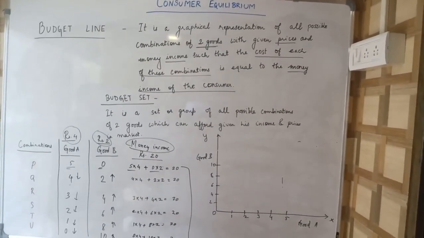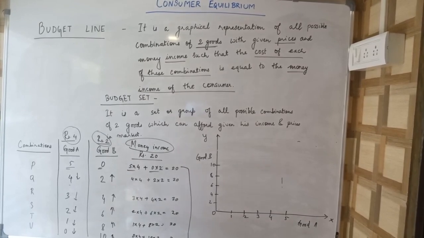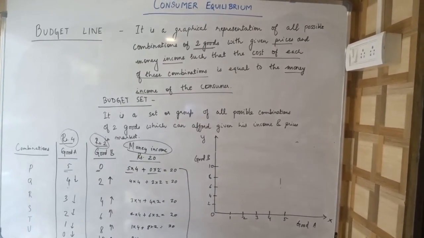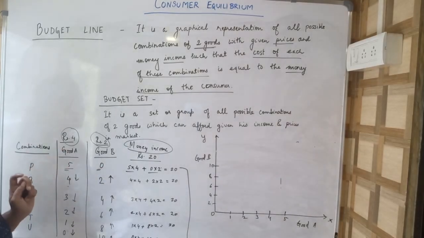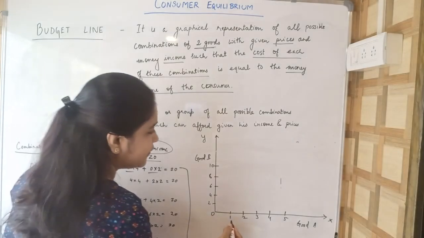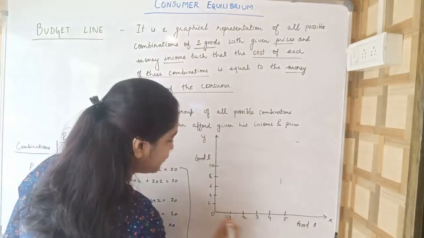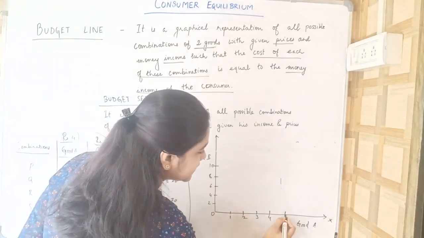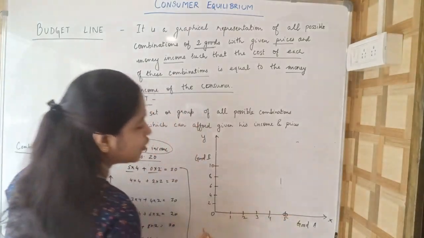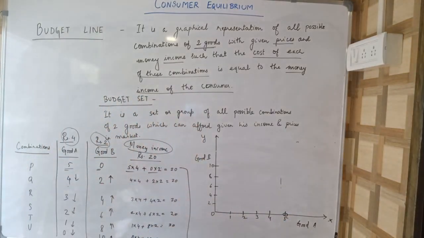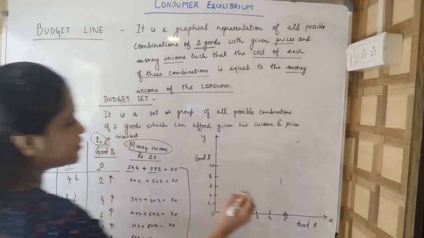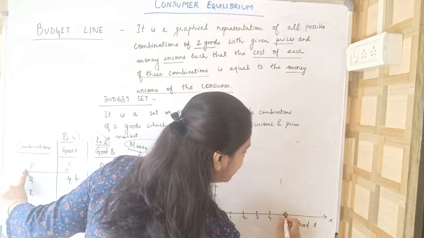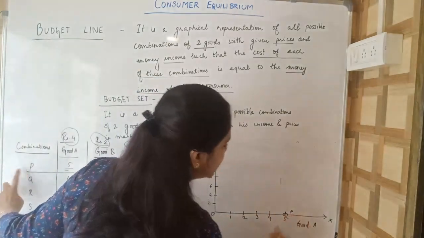the first combination, that is P. What are we plotting? 5 units of good A with 0 units of good B. So this comes around here. Your combination P comes around here. Yes or no? 5 units of good A. So we can mark a dot here and write P.